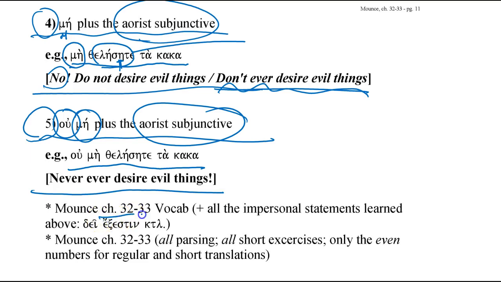Remember that you're covering chapters 32 and 33 in your vocabulary. For your homework, do all the parsing, all the short exercises, with the even only for the longer translations, 1 through 20, for chapters 32 and 33.